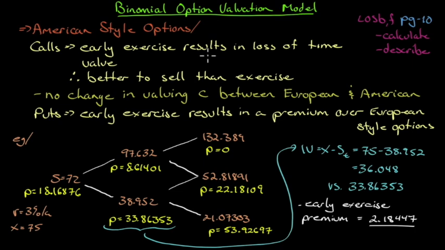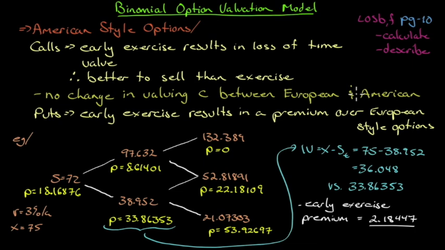You could always get more by selling the call than by exercising the call. So it never makes sense to exercise a call early on an American call. Early exercise results in a loss of time value, therefore better to sell than exercise. So there is no change in valuing a call between European and American style options. We don't have to change anything. Everything we've learned for the European style call applies for the American style call.